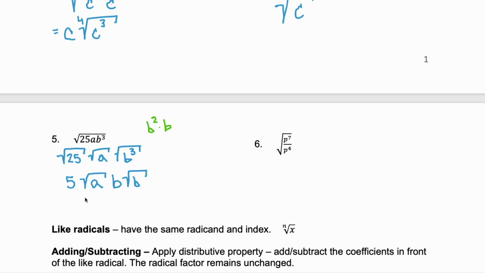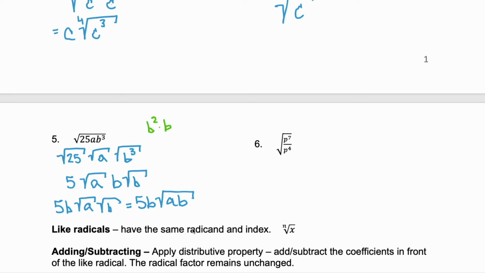We want to rewrite this. We want all of those radicals on one side together and all of our variables and constants together. So we have 5b times the square root of a times the square root of b. But we can use the product property again to put those two radicands inside of 1 square root because they have the same index. They're both square roots. So we have 5b times the square root of ab.